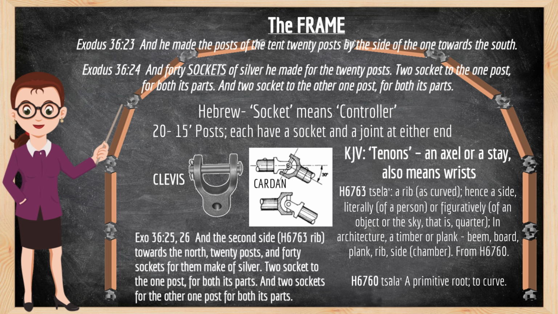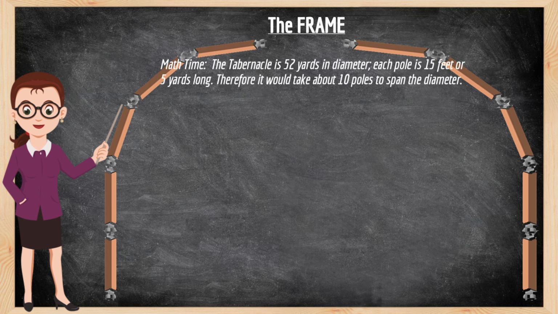Now we can figure out how many poles it would take to span the diameter of the tabernacle, since we know how long each pole is, and we know the tabernacle's diameter. So then we can determine how best these posts were used when applying tent making practices. Okay, some more math time. The tabernacle is 52 yards in diameter, and each pole is about 15 feet or 5 yards long. Therefore, it would take about 10 poles to span the diameter. This would leave the tent no pitch or vertical wall support.